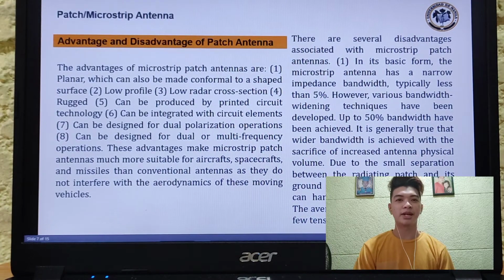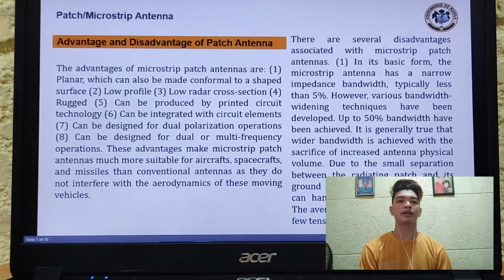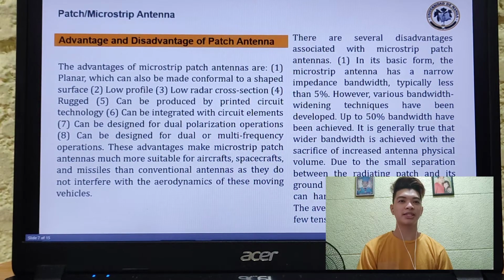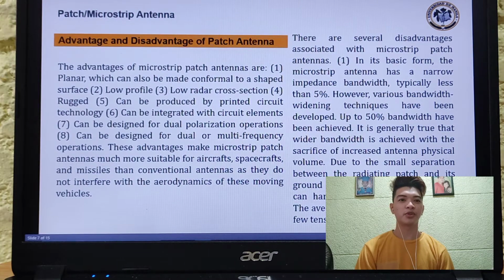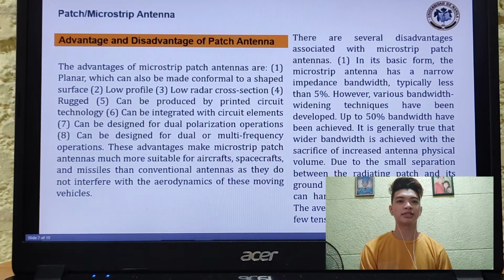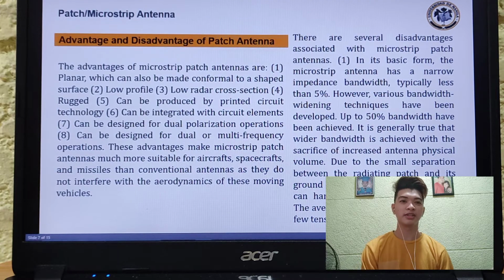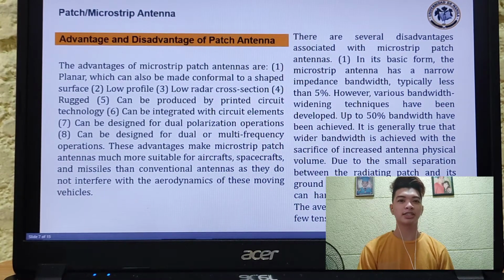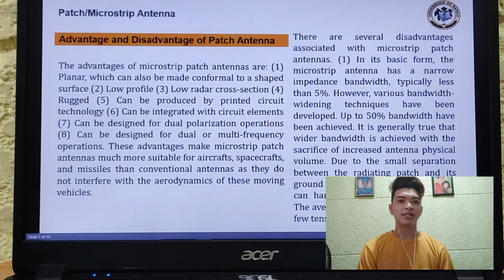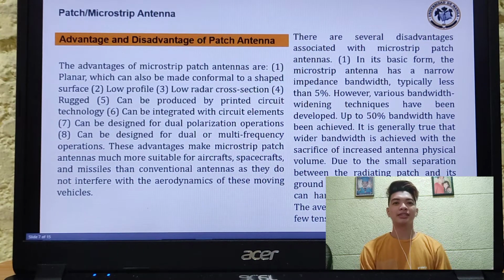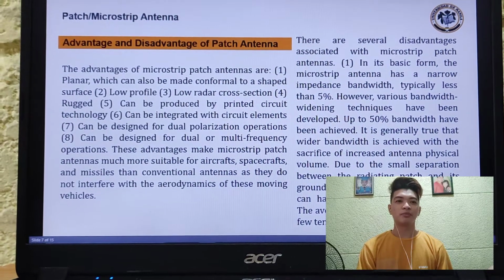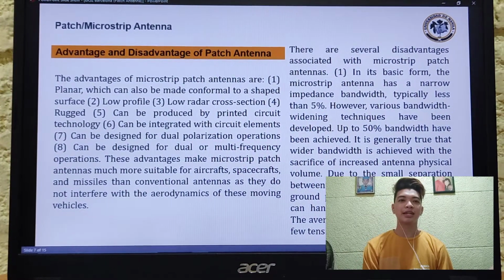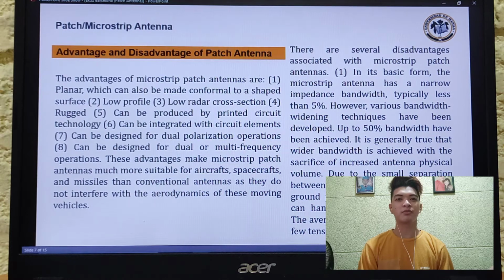Next one is the advantages and disadvantages of patch antenna. The advantages of microstrip patch antenna are: first, planar, which can also be made conformal to a shape. Second, low profile. Third, low radar cross section. Fourth, it is cheap. Fifth, can be produced by printed circuit technology. Sixth, can be integrated with circuit elements. Seventh, can be designed for dual polarization operation. Eighth, can be designed for dual or multi-frequency operations.